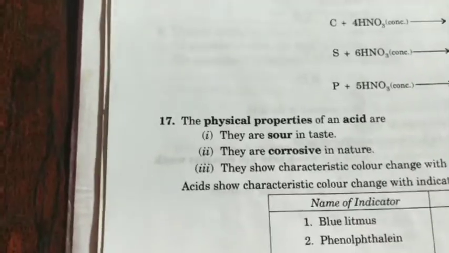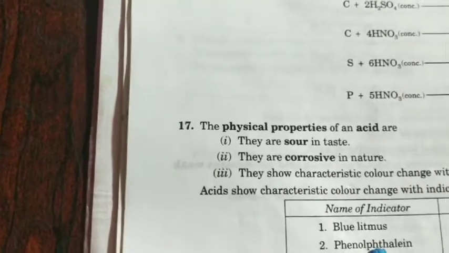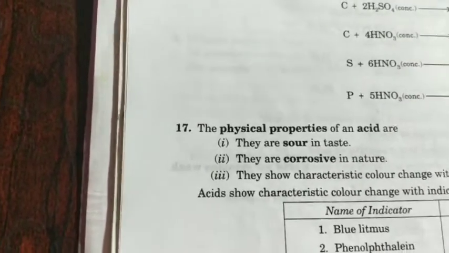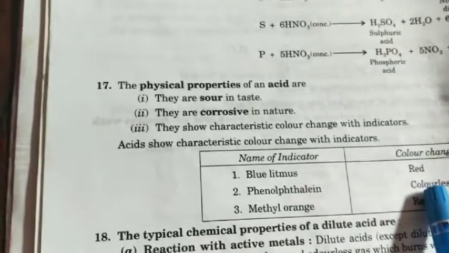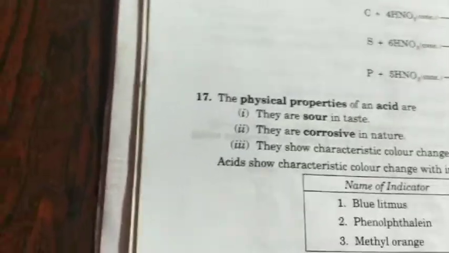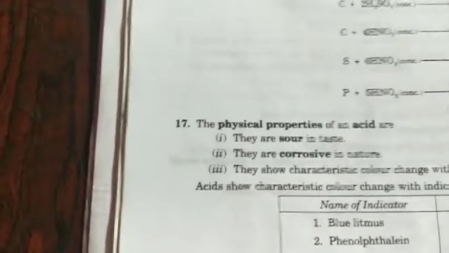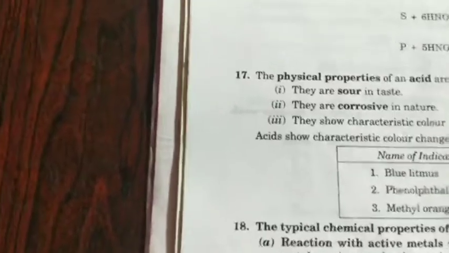What is its meaning? Actually, when acid comes in contact with blue litmus, the color of the litmus paper will be red. You can see this experiment in your laboratory also. With phenolphthalein, colorless; with methyl orange, red or pink.